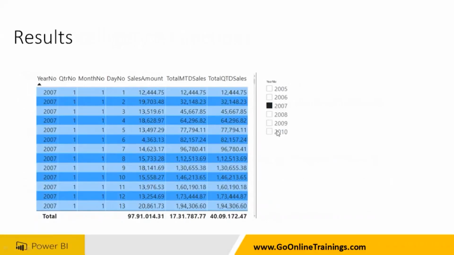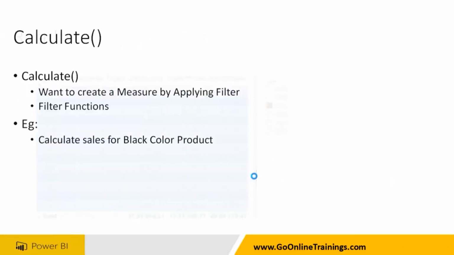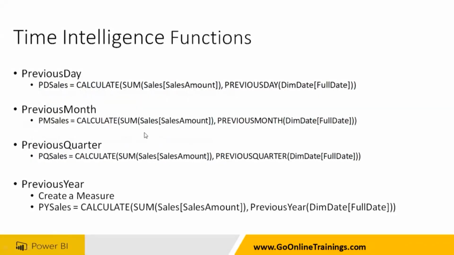Now the next functions are the things we discussed. If you want to work with any filter, you can use a slicer here. We discussed this filter function, right? CALCULATE: you want to create a measure by applying a filter. Do you remember this? We discussed CALCULATE. For example, I want to know the black color product sales. So how to do this?